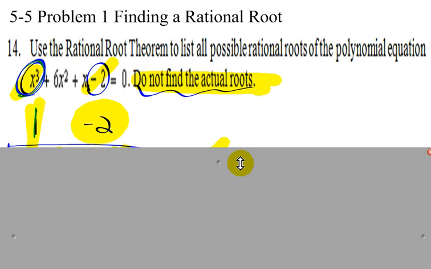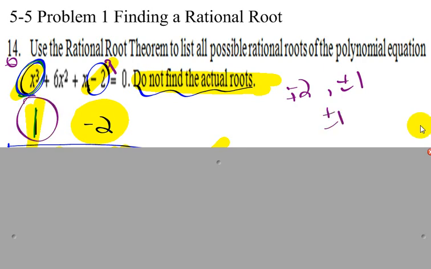Well, you look at your A and your C value. Actually, we called this Q and P. No, I did it backwards. The last term is P and the first term is Q. So you want to look at all the factors of P. So what do we have? Everything's positive, negative, so I'm just going to leave those signs off. You got positive, negative 2 and positive, negative 1. And then for the first term, 1, you just have positive, negative 1.